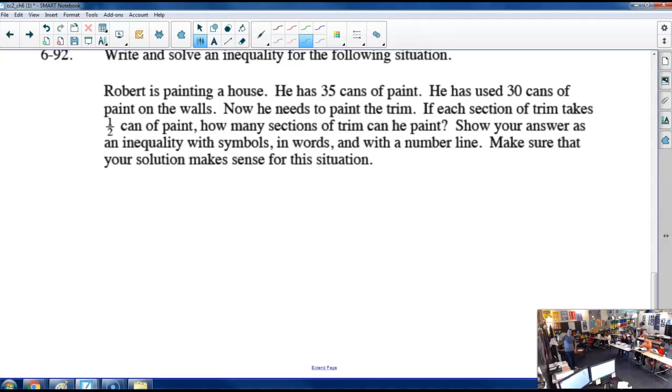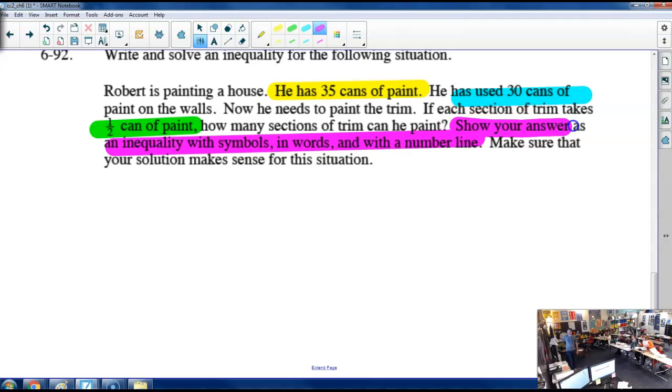Okay, good. He has 35 cans of paint. That's a lot of paint, Mr. Estes. He has used 30 cans on the walls. Now he needs to paint the trim. If each section of the trim takes half a can of paint, how many sections of trim can he paint? Now here's the part where you could solve it, not following the directions, but the directions tell us write an inequality with symbols, words, a number, give your answer as an inequality. Because he doesn't have to use all of the paint he has left.